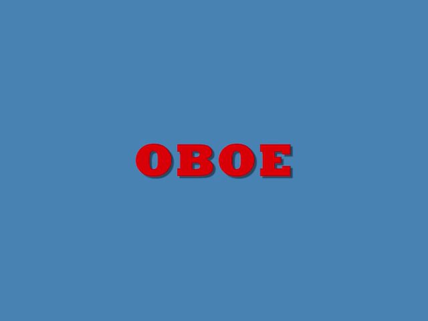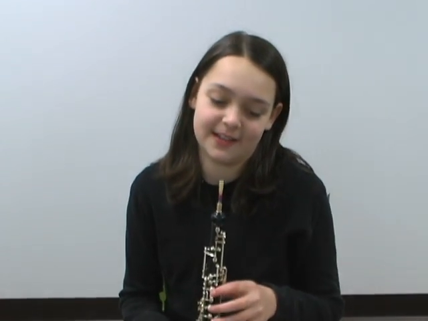Let's take a closer look at the oboe. It uses a double reed, which gives it an unusual sound. Oboe players use instruments that their parents rent or buy from music stores. I like the oboe because of the unique sound it has.